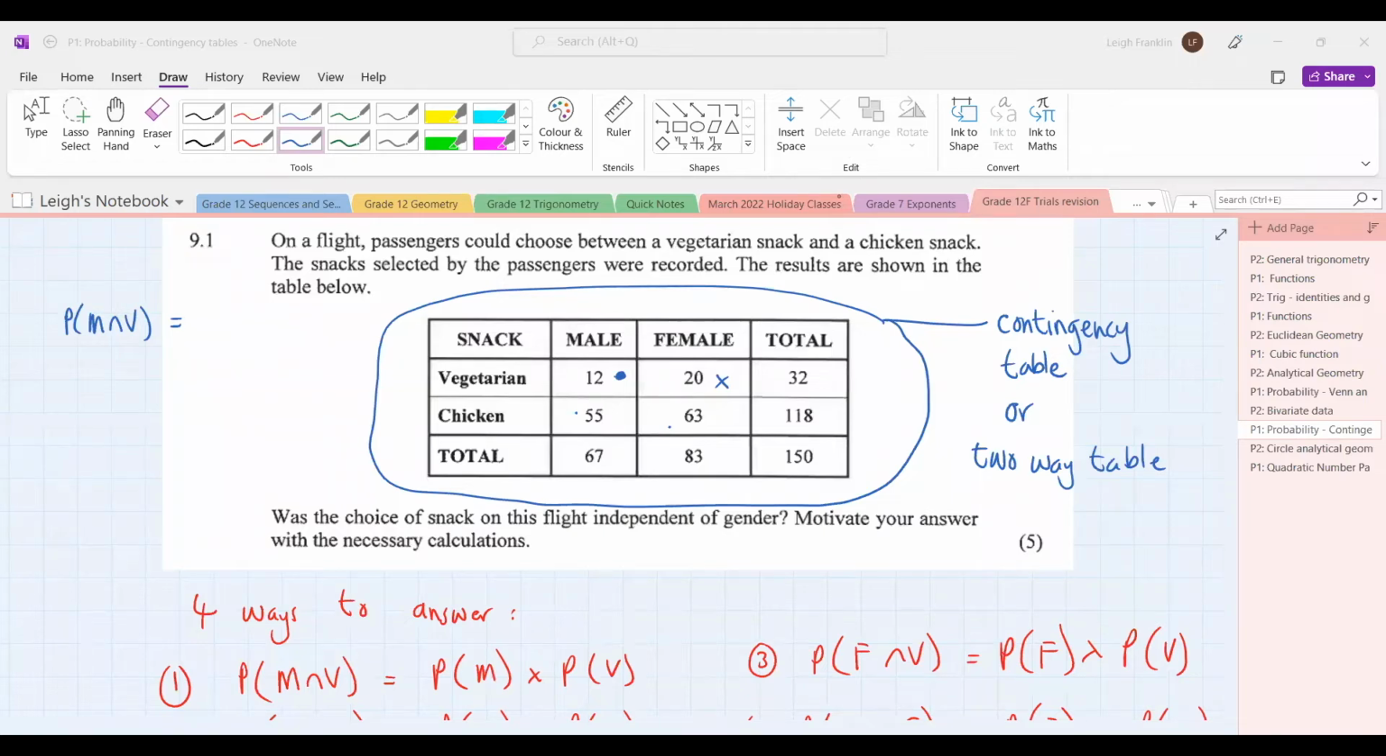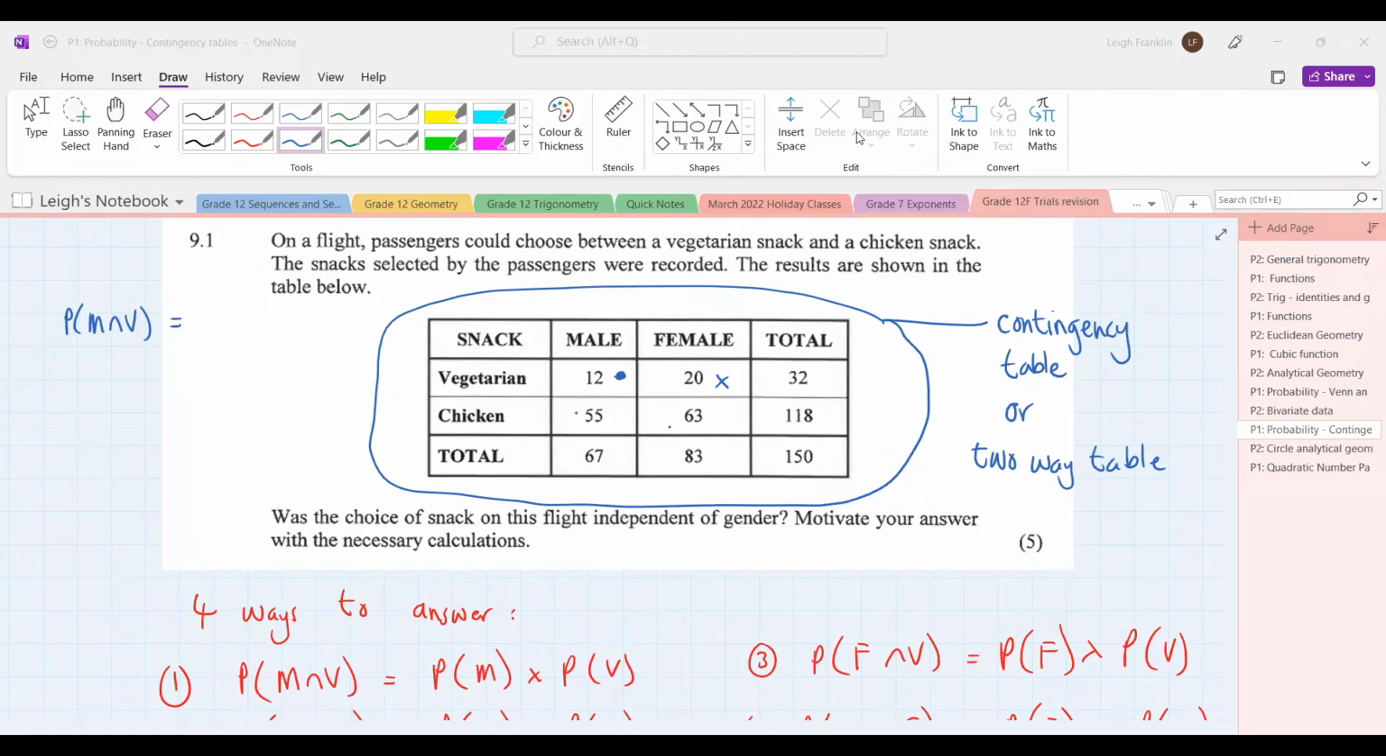Okay, not out of 32 or 33. Remember, there are 150 people on the plane. So it's got to be out of the total number of people, otherwise we're not considering it in two different ways, right? Then we're just looking at just the vegetarians on the plane. So if you say 12 out of 32, then we're just looking at vegetarians. We're not looking at everybody on the plane.